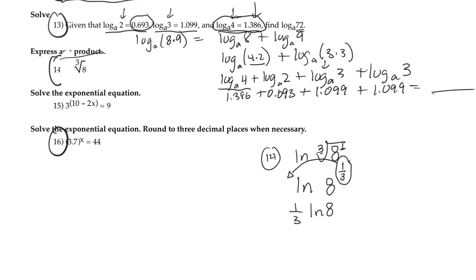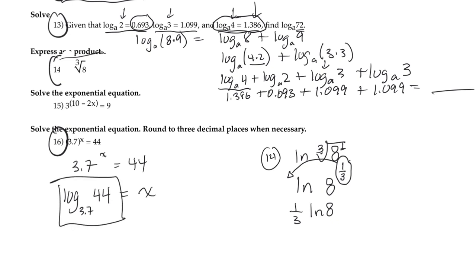Okay, the last one. 3.7 to the x equals 44. To solve this, I'll just change it to log form. So it's log base 3.7 of 44 is equal to x. And then just type that in your calculator.